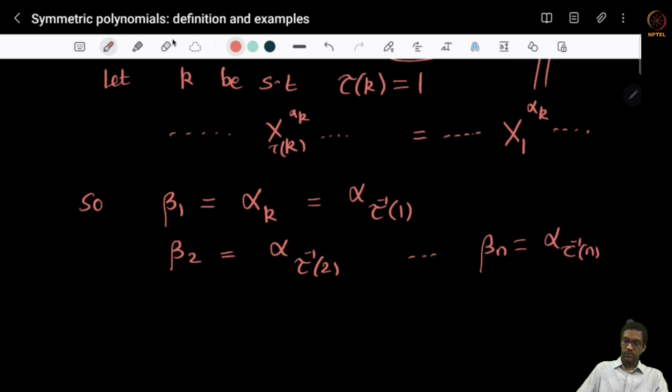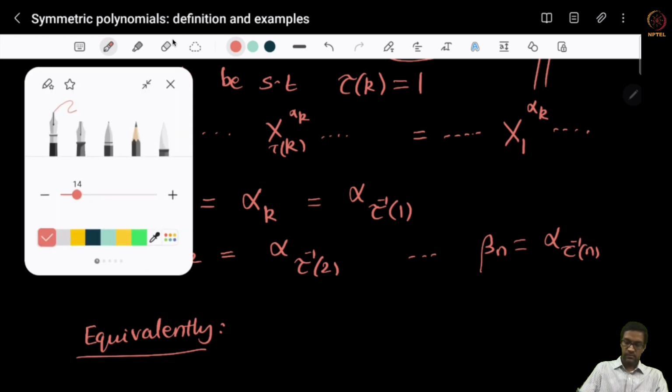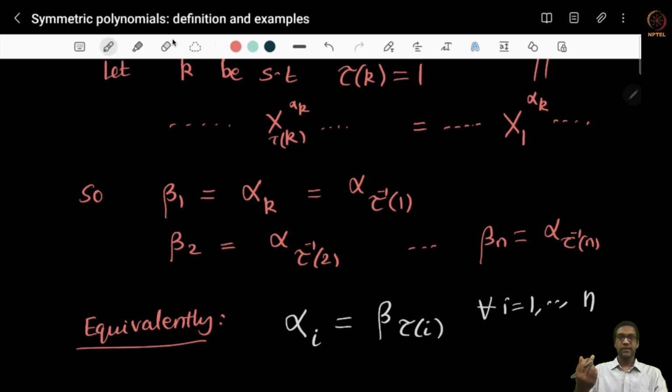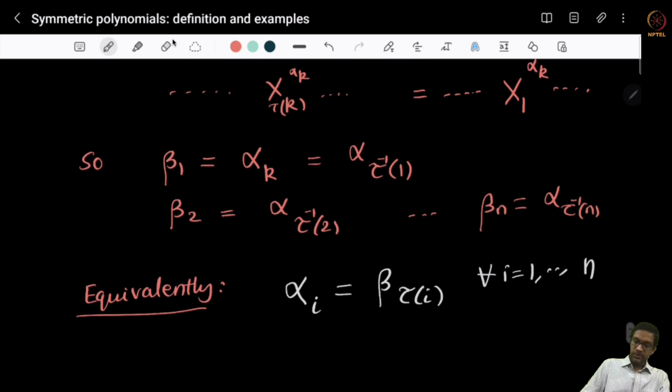Or equivalently, one can invert this relation. Let's rewrite it as follows. I can write alpha i as nothing but beta tau of i, for all i equals 1 to n. It's the same thing, I've just rewritten it in terms of tau rather than tau inverse. Okay, good.